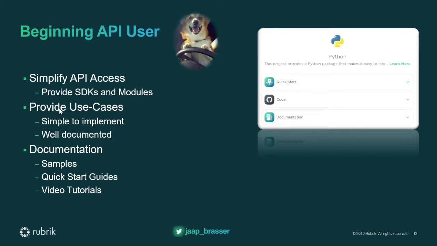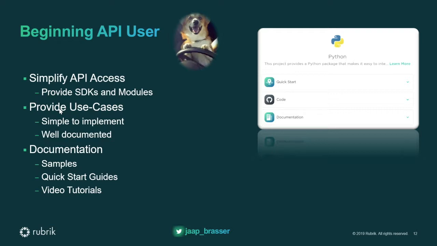So, the beginning API user, so the dog behind the wheel, is very happy, but doesn't really know what's going on. So what we do for those kind of users is we try to simplify API access. And one of the ways we do this is by providing modules or SDKs. So if that user is very first in using Python or using PowerShell, which is my personal favorite tool, or Go, we have a number of SDKs available, and we also have documentation available for these SDKs and modules. So we make it simpler to interact with our API.